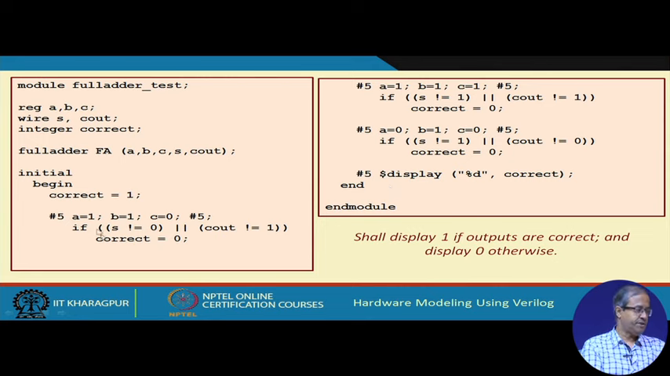So, if everything is correct, the full adder design is correct, then you should get a 1 in the output. But if any of the outputs are not matching, then you should get a 0 as the output. So, this is a self checking test bench. You can verify the output and compare and print the summary result directly. Okay.